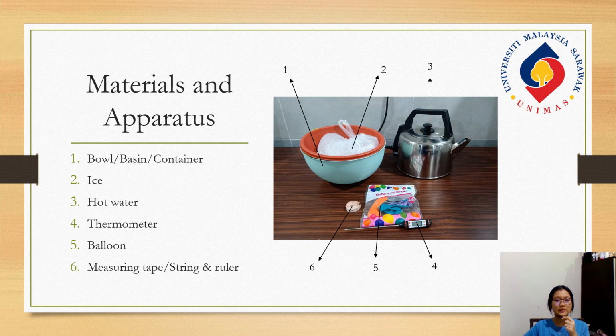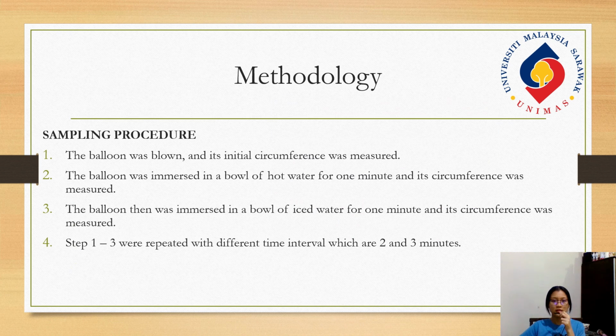Next, for materials and apparatus, we will need a bowl or basin or a container, ice, hot water, a thermometer, a balloon, and a measuring tape or string and a ruler.